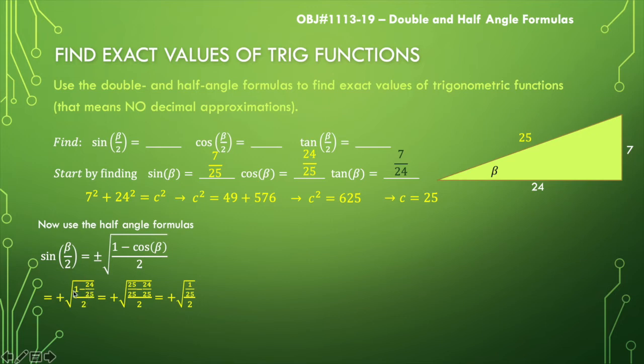Now we're going to want to simplify this numerator. We need a common denominator, so 1 is going to turn into 25 over 25. So 25 over 25 minus 24 over 25. This is going to end up being 1 over 25, and that all over 2 is going to continue. Now, this is a fraction within a fraction. So we're taking 1 over 25 and dividing it by 2.